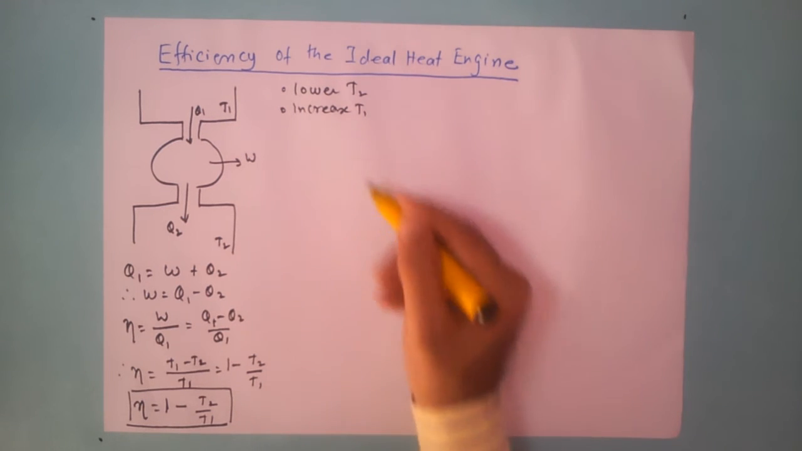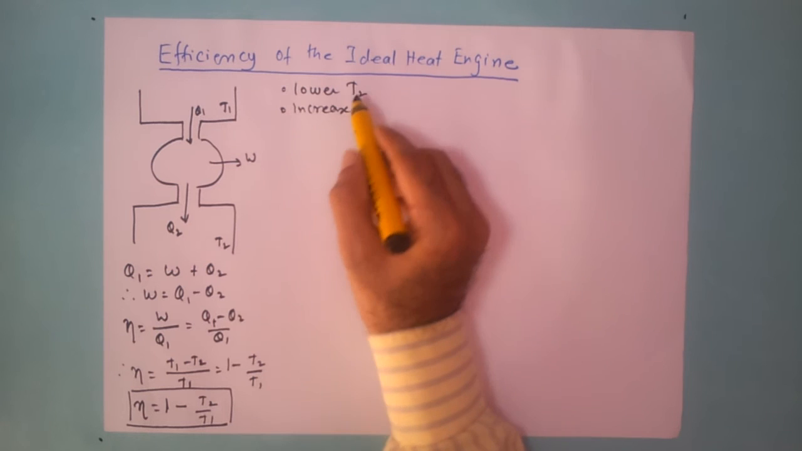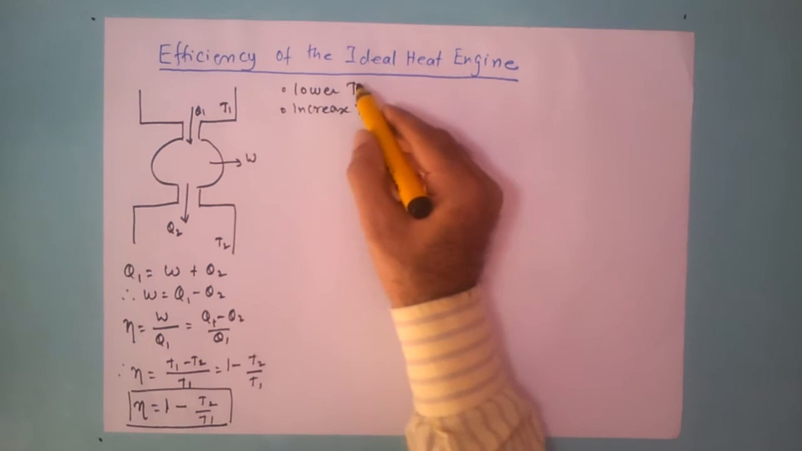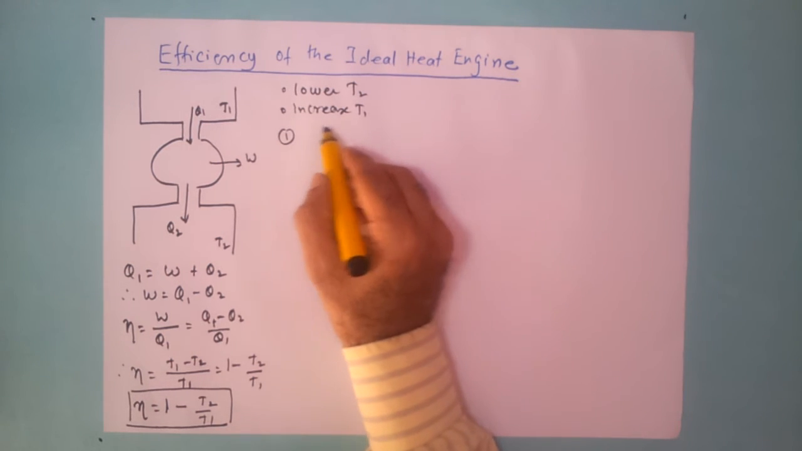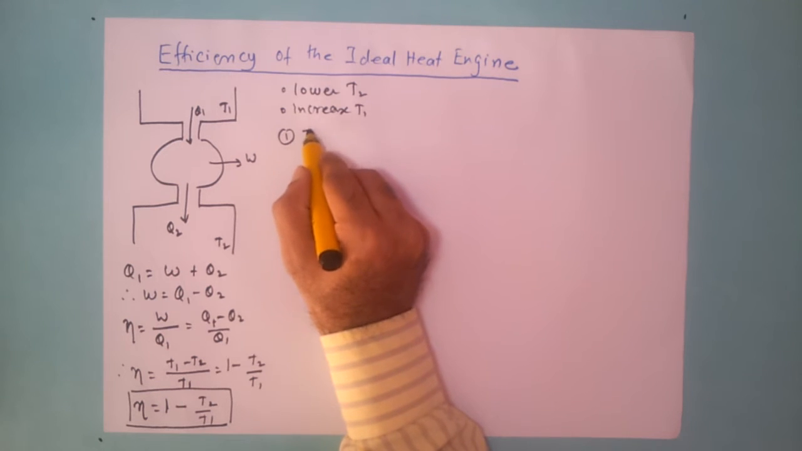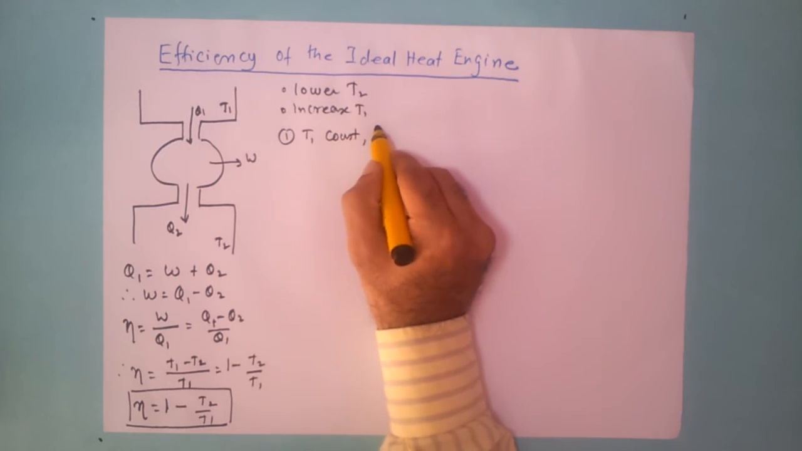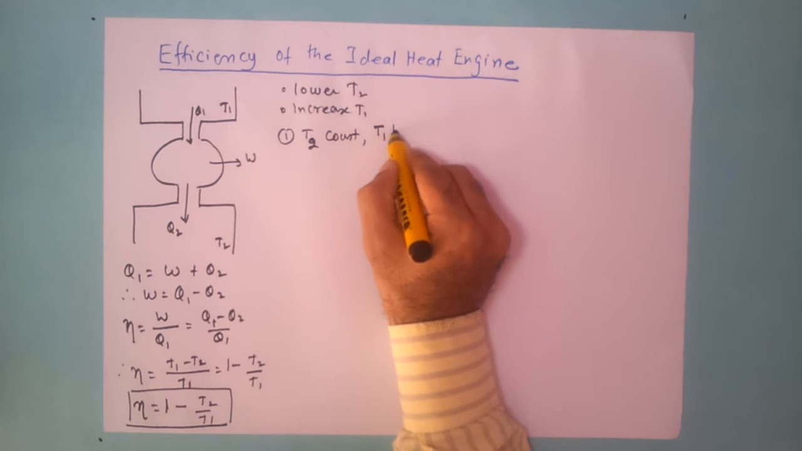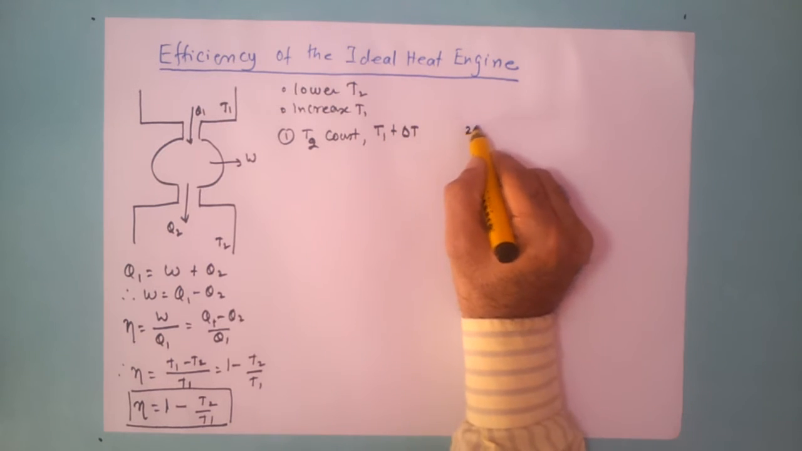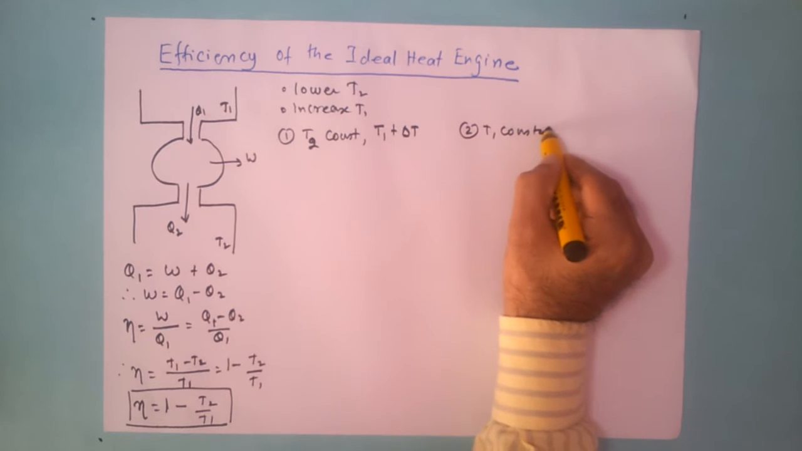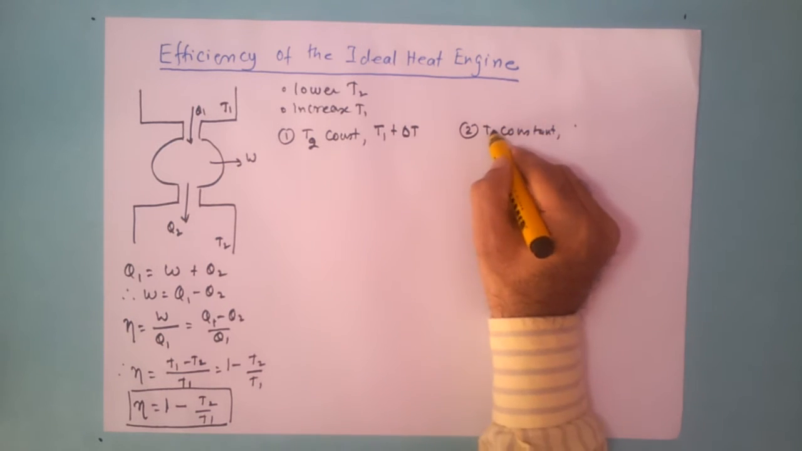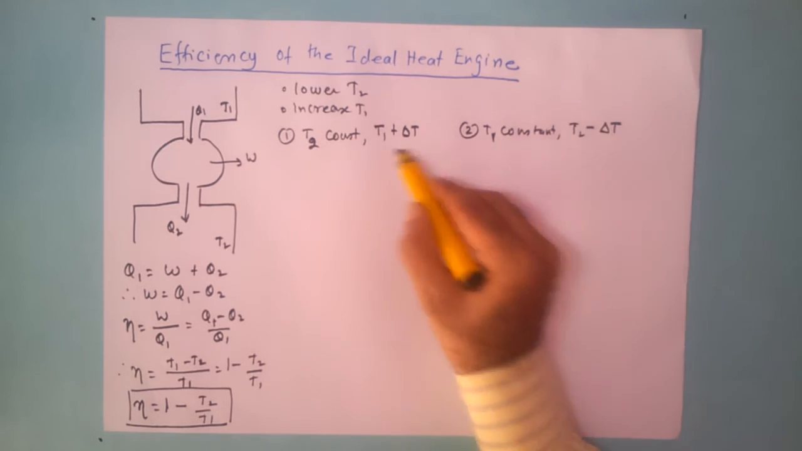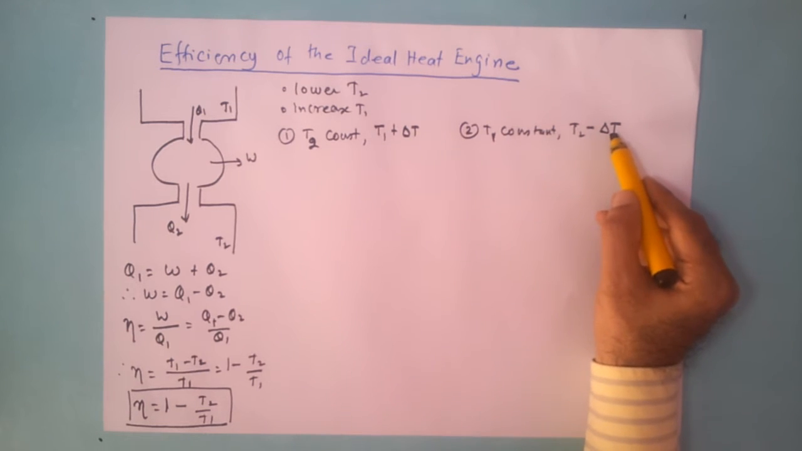Let us see what happens when we change each by the same amount. Let us say in the first case we keep T2 constant and we increase T1 by delta T. And in the second case, we keep T1 constant and we lower T2 by the same amount, delta T. Remember, delta T is the same. Here we are increasing by delta T, here we are decreasing by delta T.